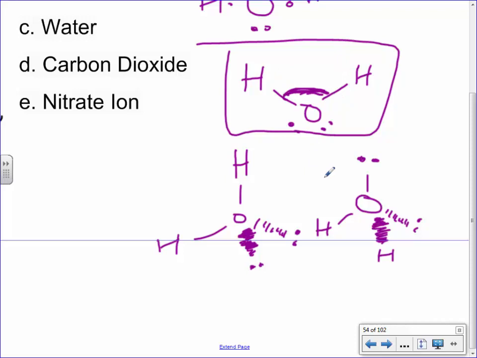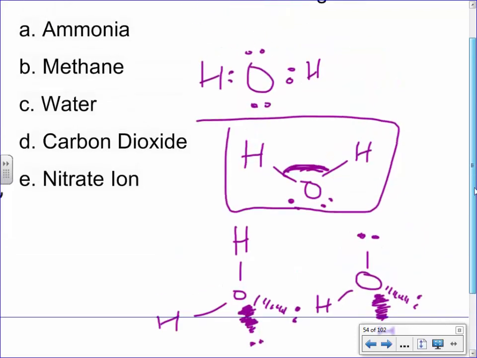So, anyways, did that one make sense to everybody here? Hopefully I had a chance to try it first. I'll give you another few minutes to try carbon dioxide and nitrate before I jump in.